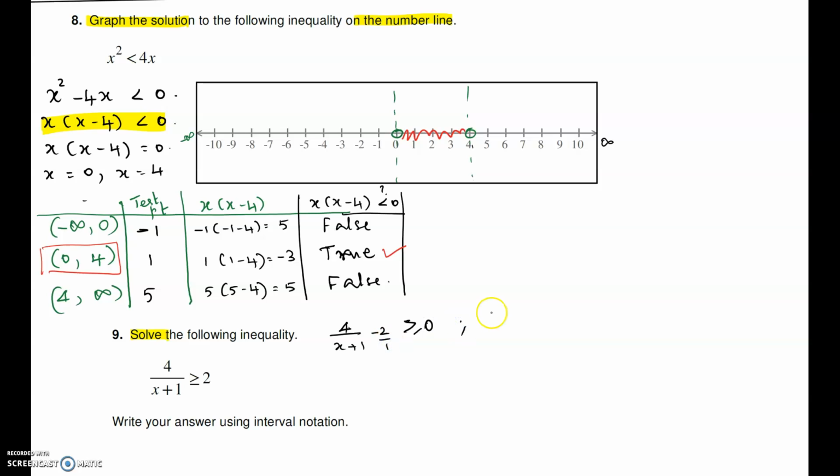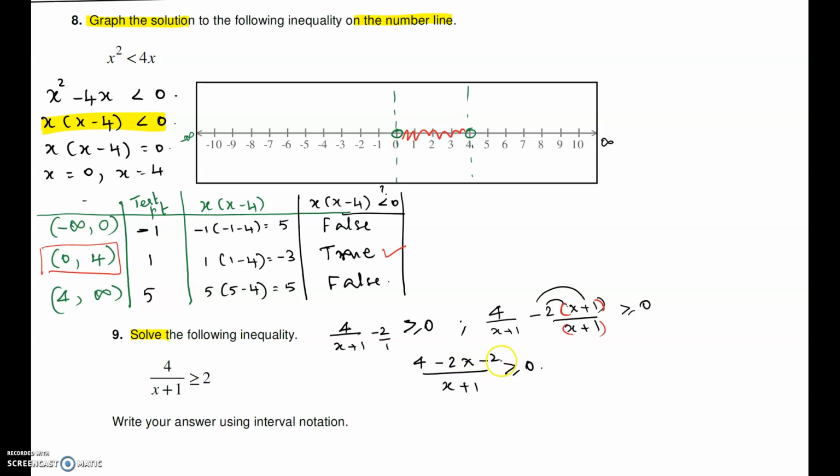So now we have to simplify this. It's 4 over x plus 1 minus 2 times x plus 1 over x plus 1, because we are making the denominator equal. So we are multiplying the second term by x plus 1, which is more than or equal to 0. So if you simplify the numerator, it is 4 minus 2x minus 2 over x plus 1 is more than or equal to 0.